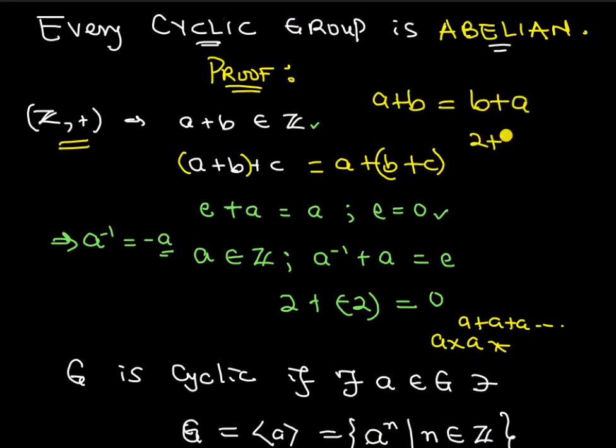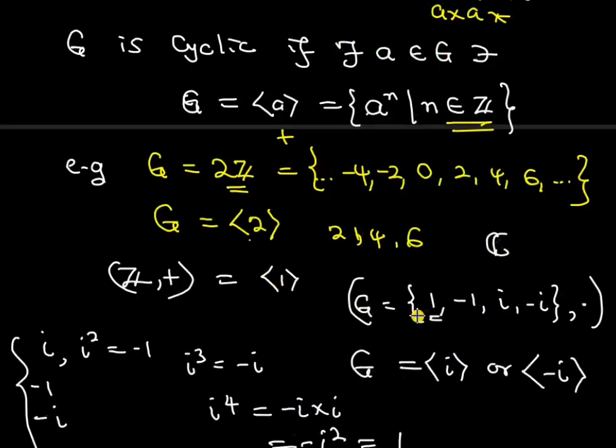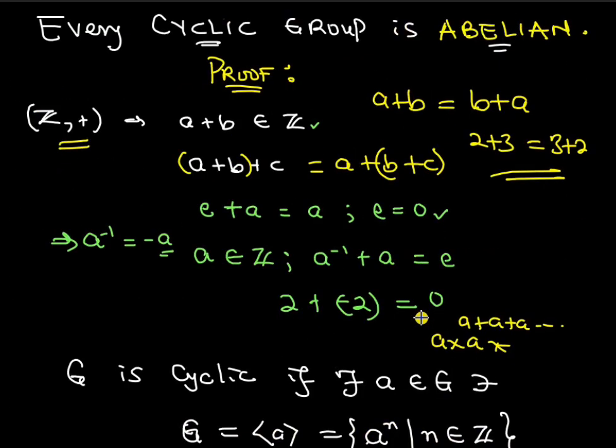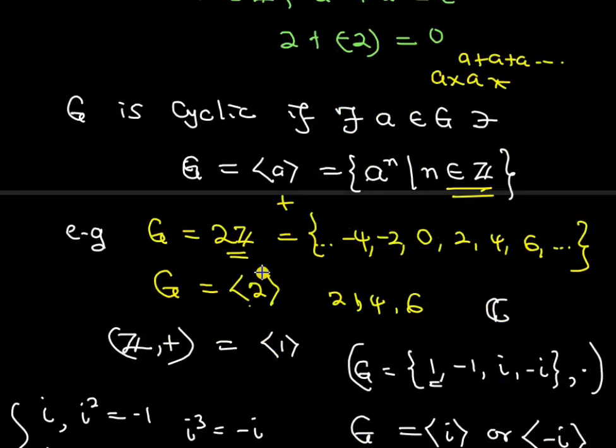2 plus 3 is the same thing as 3 plus 2. So abelianity holds for Z plus. Okay, so now what this theorem here is saying is actually a theorem. It says that every cyclic group, any group that can be generated by an element of the group, is always Abelian. And that's what we want to show.